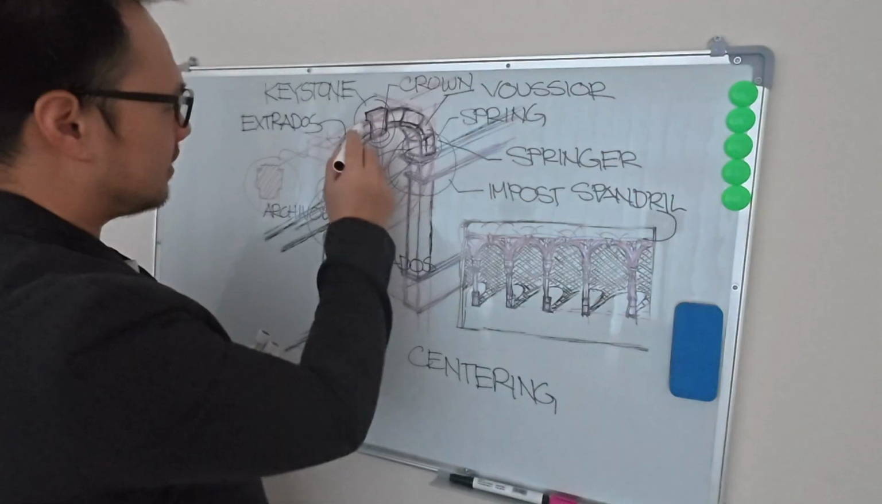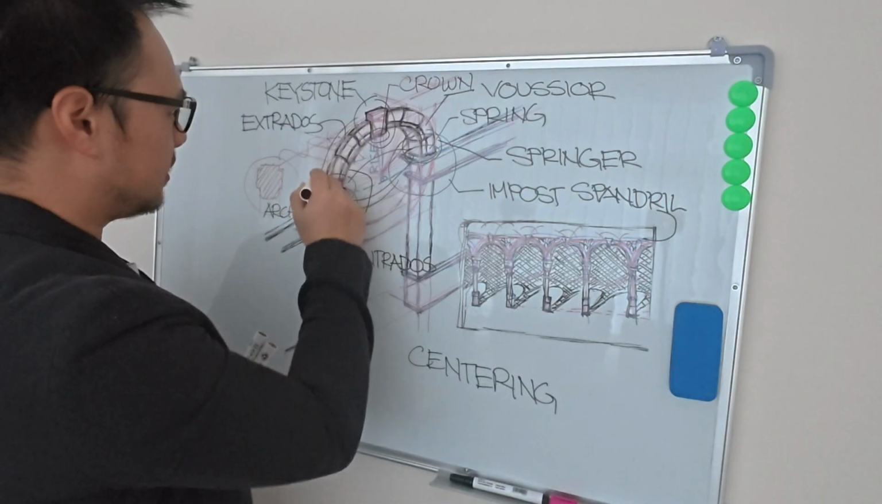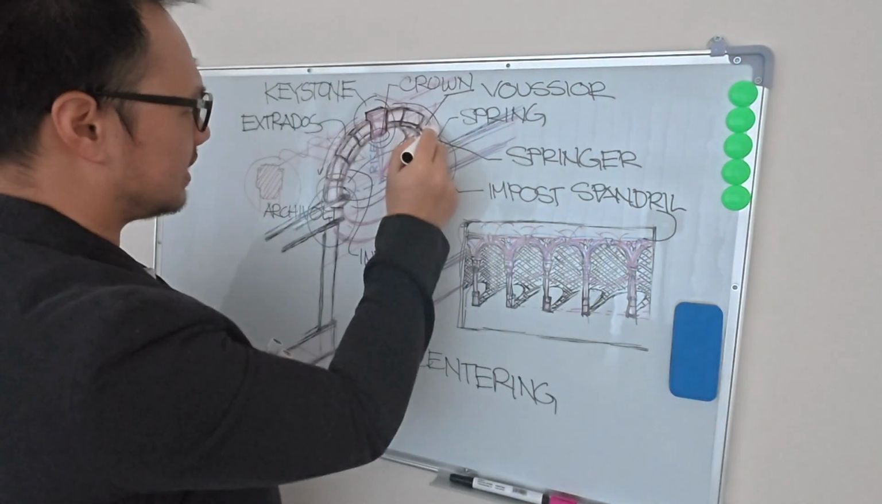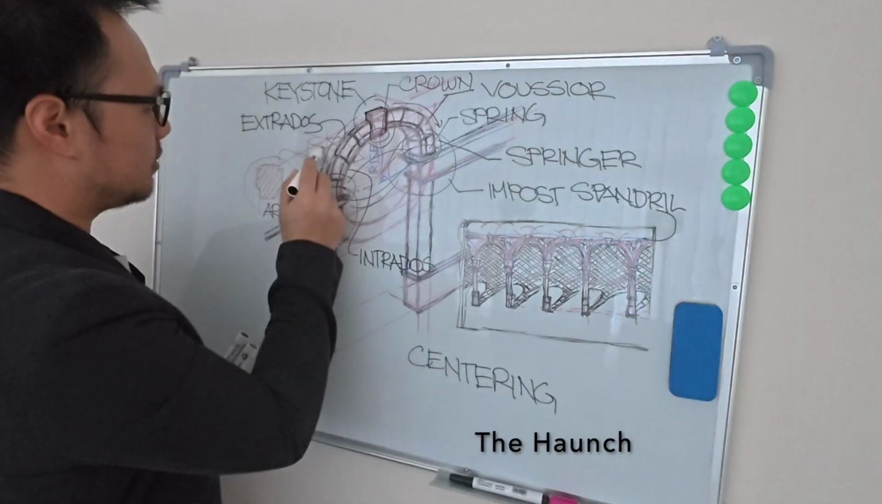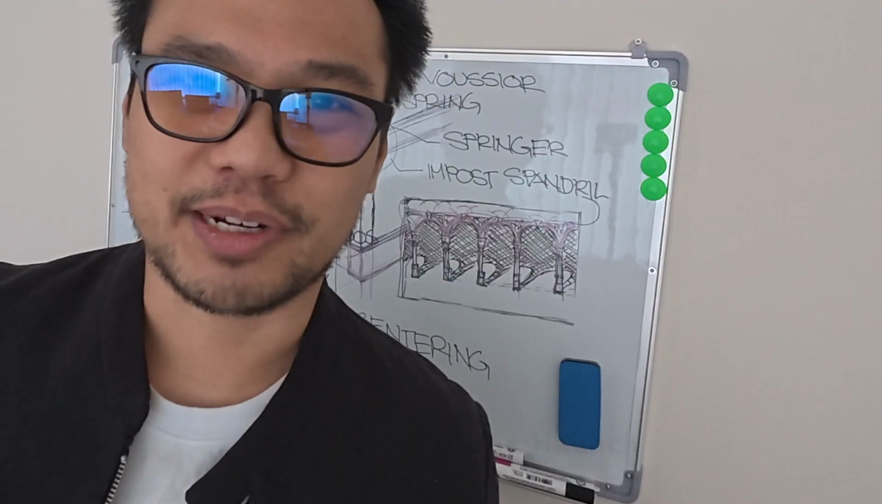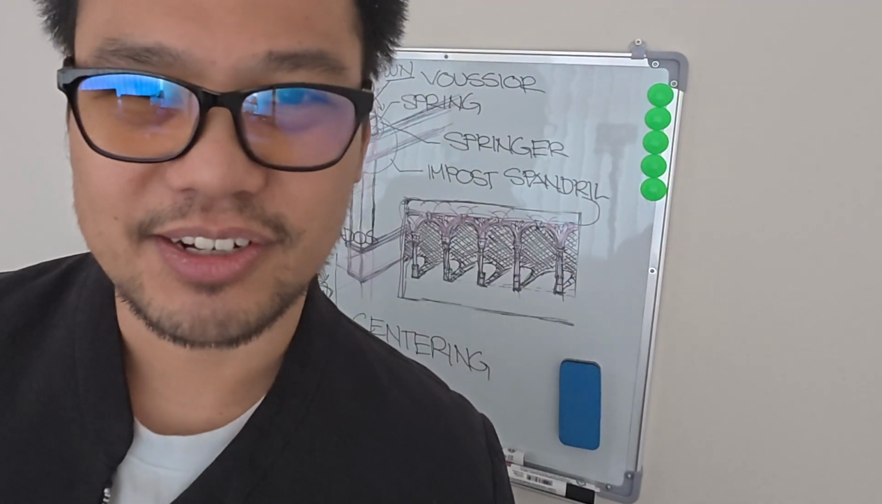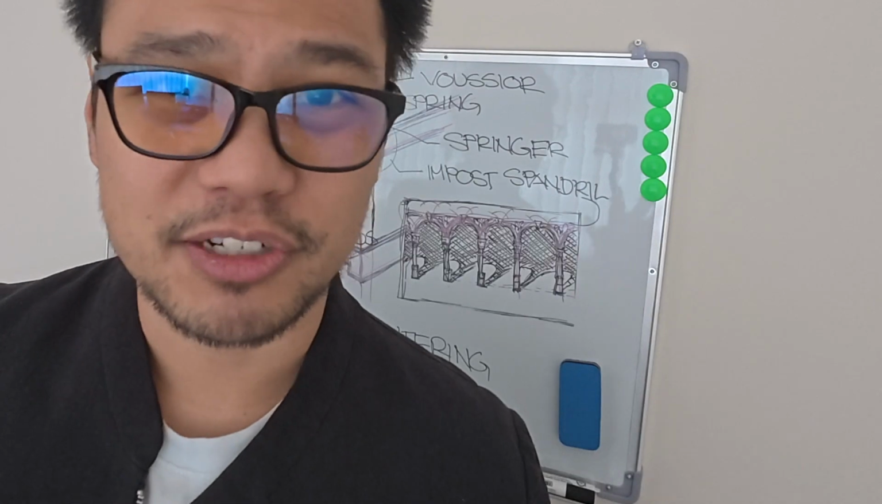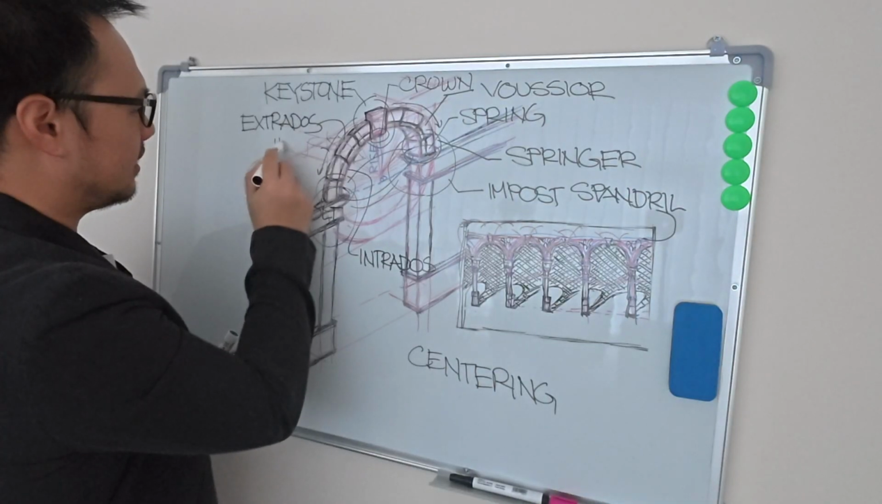The pressure going downward on both sides, on either side of the arch, that is what we usually call the haunch. Just to correct myself, what I meant to say is that the haunch is the feature of the arch that carries the pressure from either side.